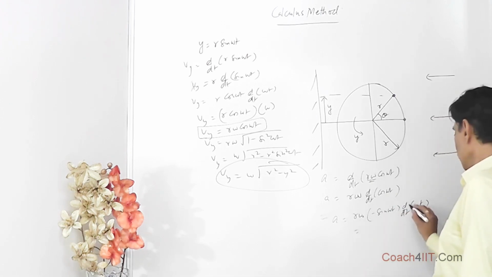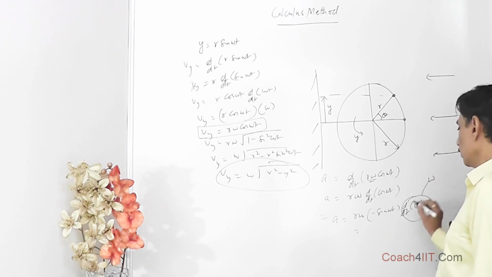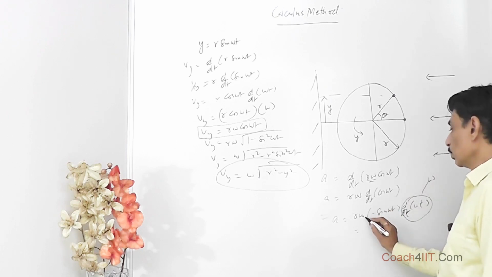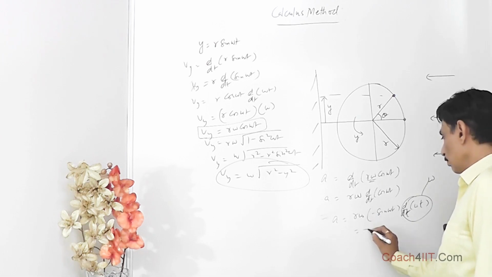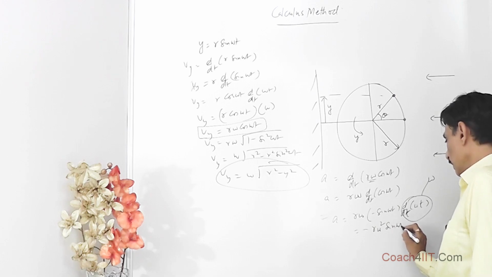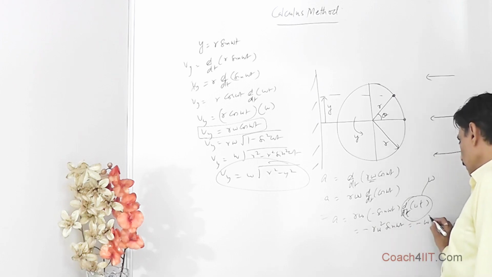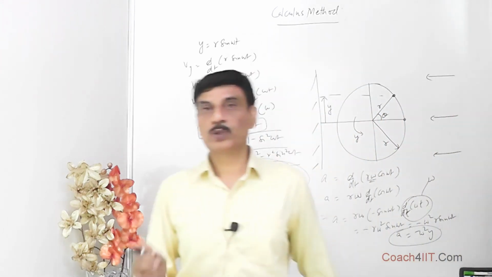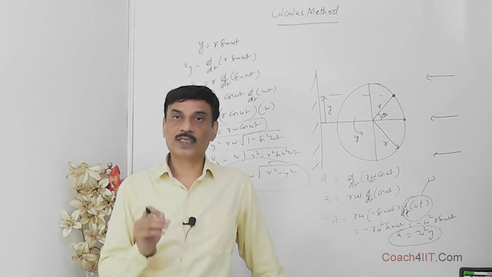So what is this going to be? D by dt of omega t is going to be omega only. Omega and omega, this is going to be omega square. So it is going to be minus r omega square, minus I have taken out, sine omega t. So this comes out to be minus omega square r sine omega t, and this comes out to be minus omega square y. It is once again the same expression which we have got even without using the calculus method.